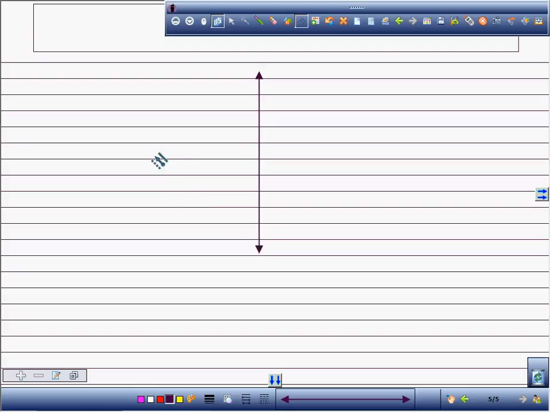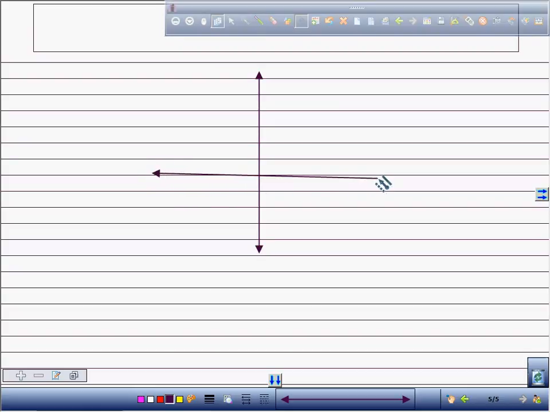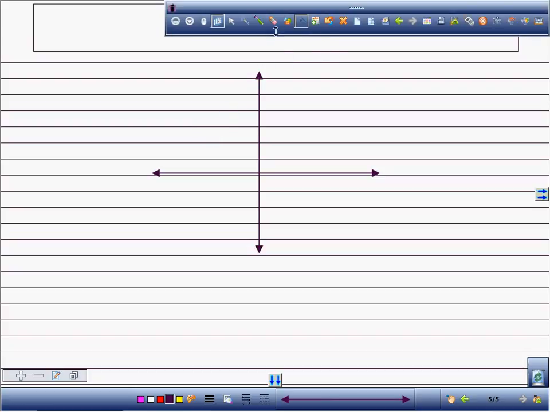Are we supposed to be drawing these on the back or what? Not yet, no. So we're going to graph one by one.